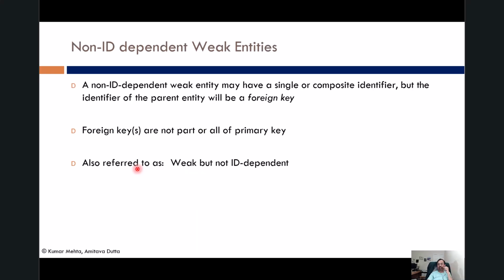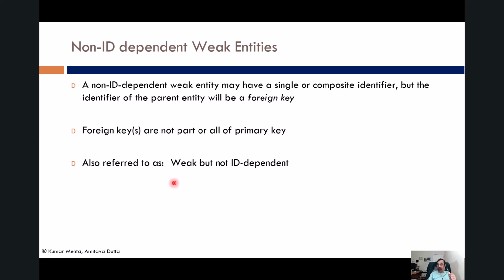Now, since you have an ID dependent weak entity, obviously there must be something called a non-ID dependent weak entity. How are they different? A non-ID dependent weak entity. Remember, a weak entity is a child. Okay, so a non-ID dependent weak entity may have a single or composite identifier that is the primary key, but the identifier of the parent will be a foreign key. The foreign key is not part or all of the primary key. Okay. So in this case, we say it's weak but not ID dependent.